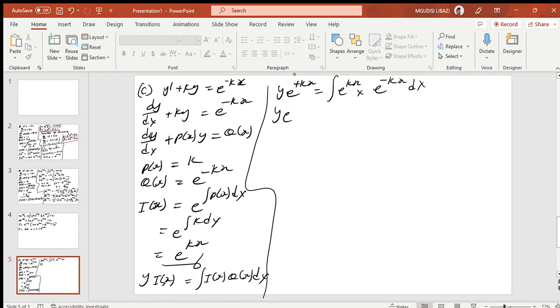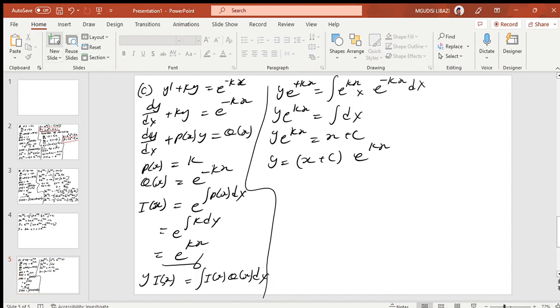y e raised to kx is equal to the integral of dx, because e raised to kx times e raised to negative kx is 1. Integrating that, we get y e raised to kx is equal to x plus c. That means y is equal to (x plus c) multiplied by e raised to negative kx. So that is our solution.